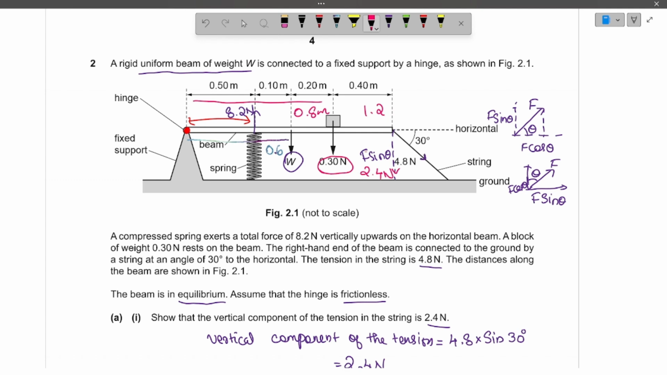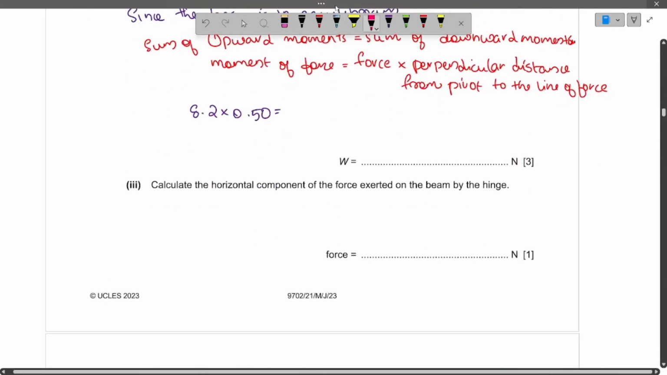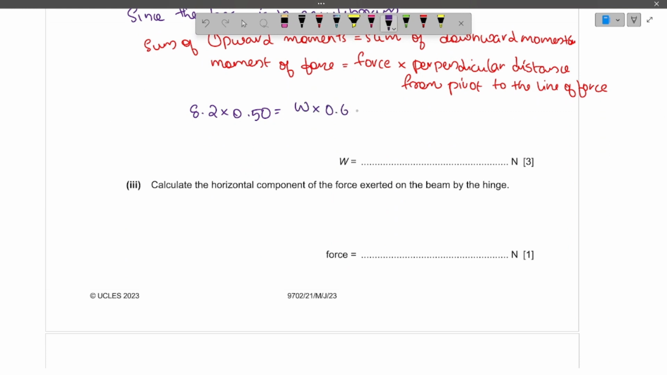Okay, so we can substitute these values here. So it would be weight, the perpendicular distance 0.6, plus 0.3 multiplied by the distance 0.80 meter, plus 2.4, the vertical component, multiplied by the perpendicular distance. You may do the calculation. Just find out the individual values and then rearrange. You will be getting the W value as 1.63 newton.